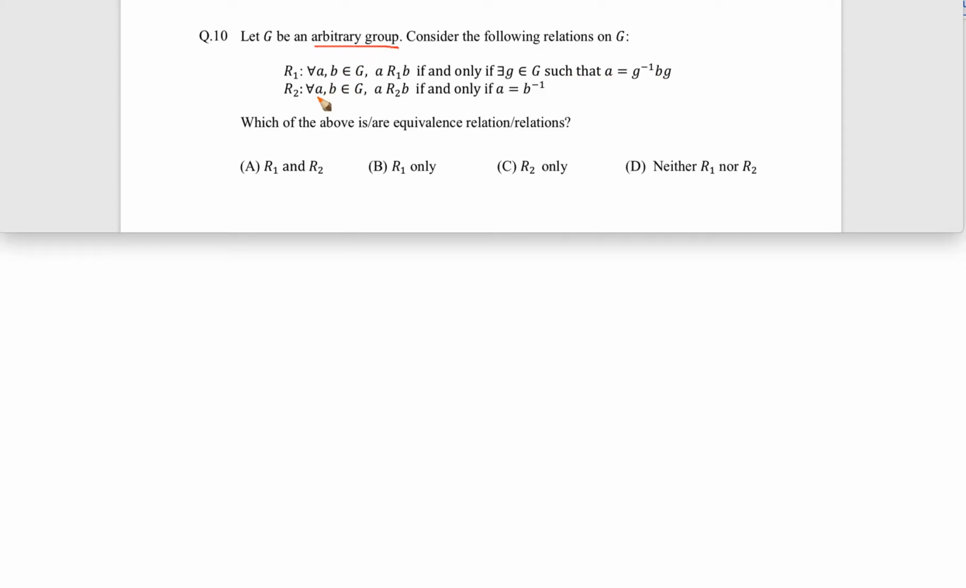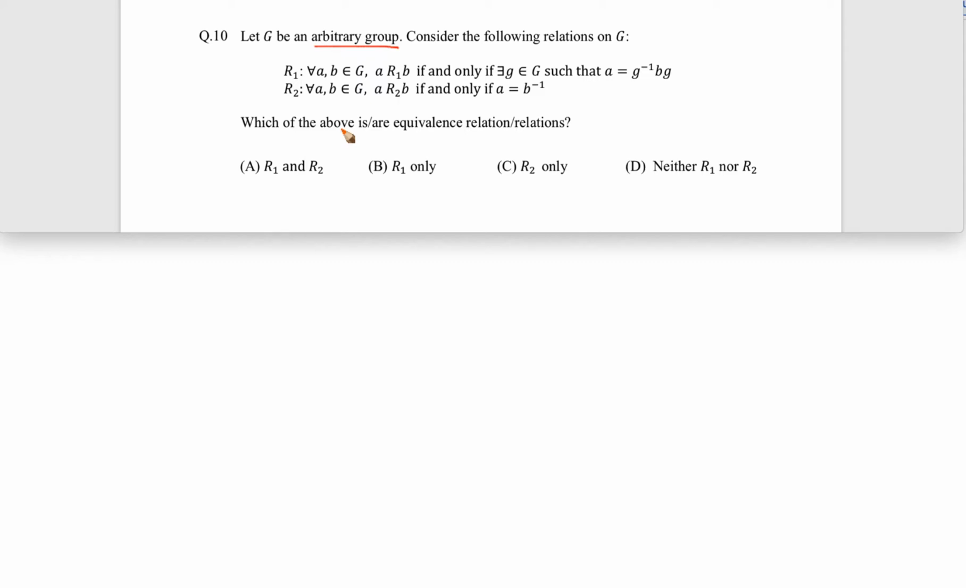And similarly, they have given another relation R2 where the condition is different: for all A, B in this group G, A is in relation R2 with B if and only if they are inverses of each other. So A is equal to B inverse, then obviously, since it is a group, B has to be the inverse of A. In that sense, if A and B are inverses of each other, then only R2 holds. They are asking which of them is an equivalence relation.